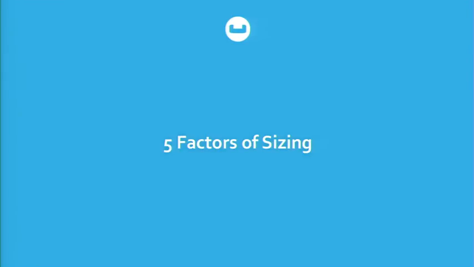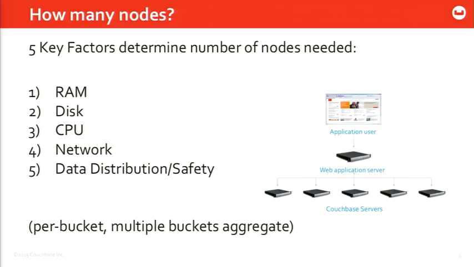So one of the recurring themes that I talk about a lot, that this blog is really written around, is these 5 factors that really determine how many nodes you need: RAM, disk, CPU, network, and that concept of data distribution, data safety. We're going to talk about all of these in more depth. But really, it's going to be one of these 5 factors that determines how many nodes you need.